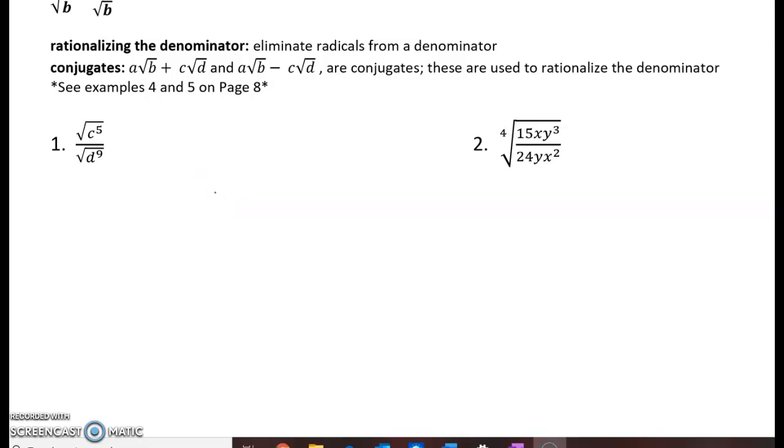This video is for IC45, division with radicals. So we're going to start off with skipping the first one.